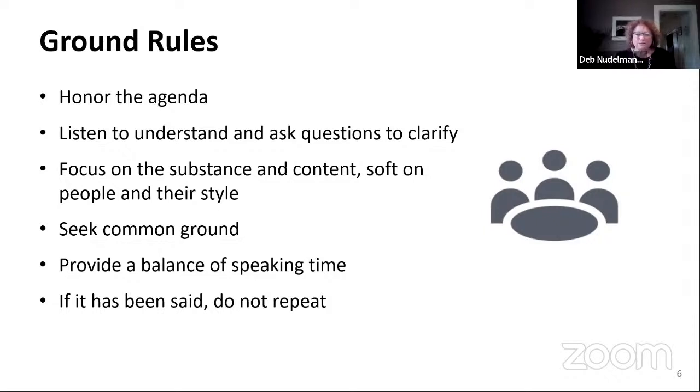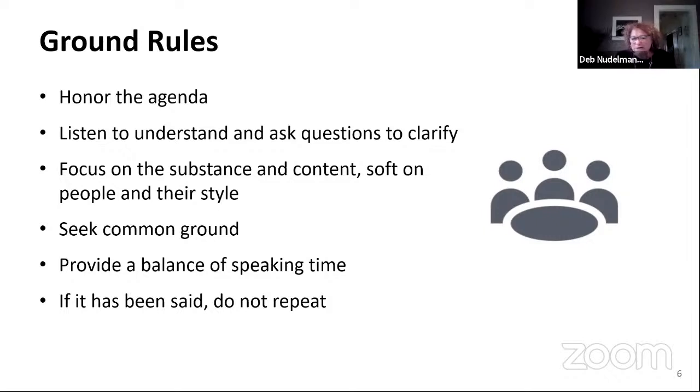Next is focusing on the substance and the content. So being hard on the problem, soft on the people is the way we like to say it. This is really good, complex work that you're all here to do. So let's stay focused on how to help each other get the best results possible.